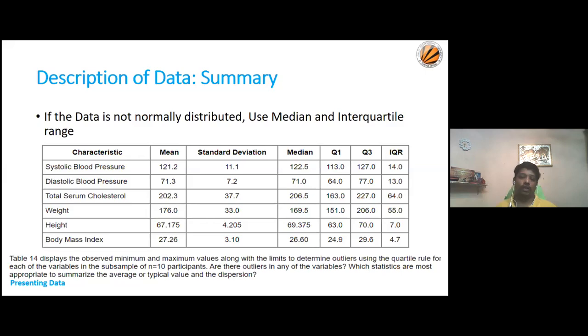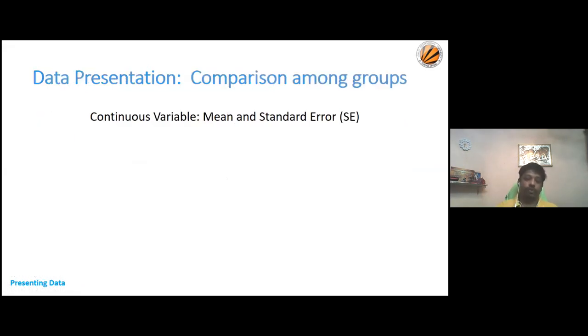So you'll get the median as 122.5. Quartile 1 is 25% of your data, and quartile 3 is 75% of your data. So the interquartile range, Q3 minus Q1, gives you 40. So what is this trying to say here? If your data is not normally distributed, use median and interquartile range.